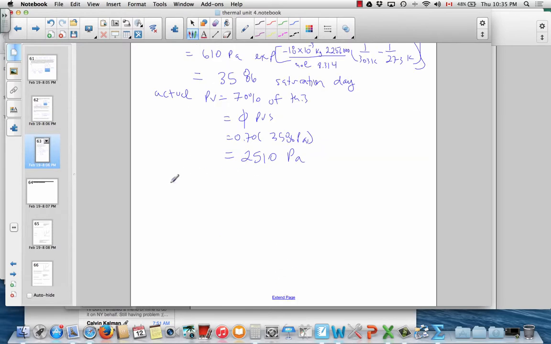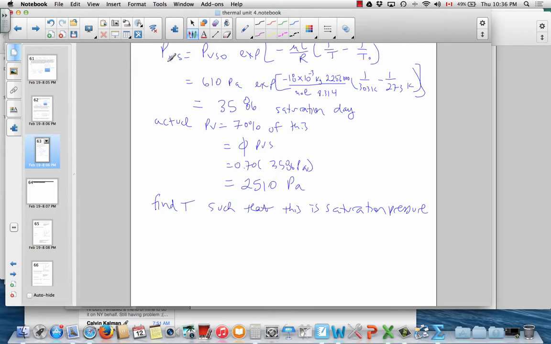Now, the air starts to cool. We're going to find the temperature such that this pressure is the saturation value. Because that's what the dew point is. The dew point is the temperature at which the actual vapor pressure becomes the saturation vapor pressure. So, we're going to put this in to the Clausius equation. So this is going to be the saturation value. We'll still use 610 and 273 as our reference, and it's going to be the temperature that's unknown.